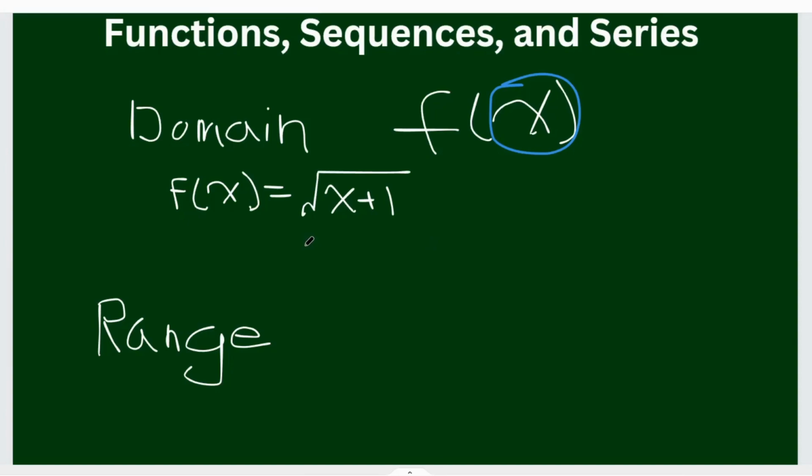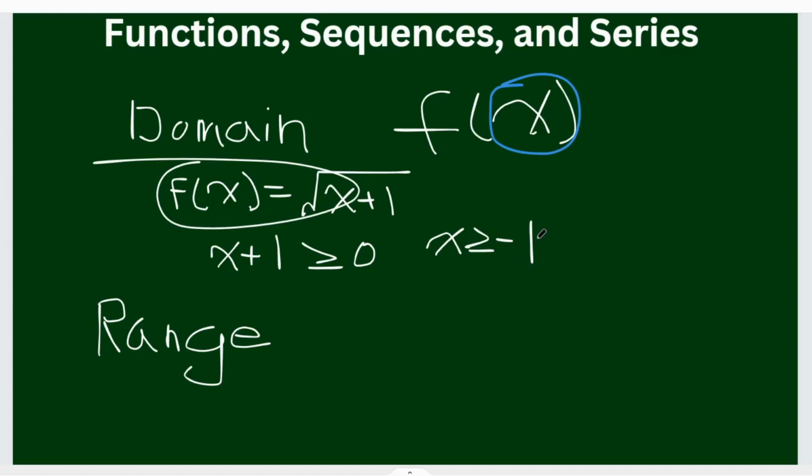Well, in a square root, the value inside must be positive to get real numbers. So, therefore, we must solve the inequality x plus 1 is greater or equal to 0. Solving for it, you get x is greater or equal to negative 1. Therefore, the domain for this function, f(x), is x is greater or equal to negative 1. And this means that if you don't input a value that is greater or equal to negative 1, you're going to not get a real value.